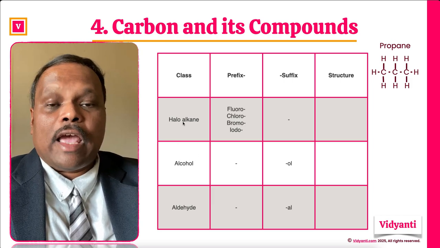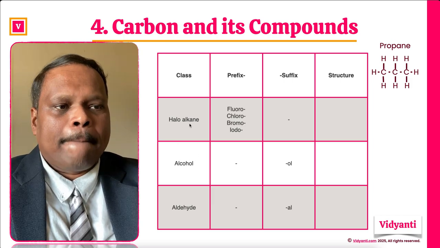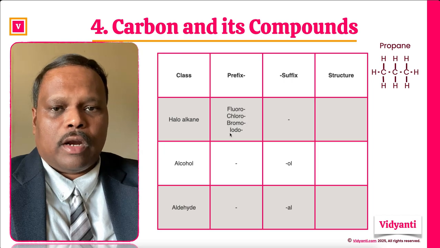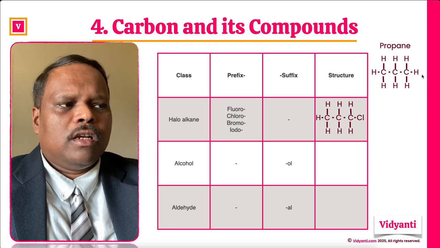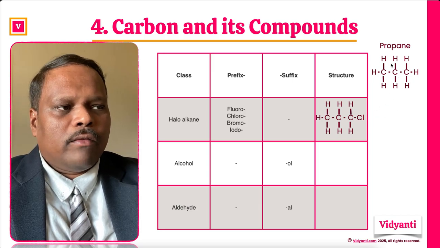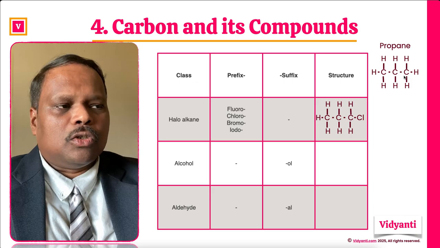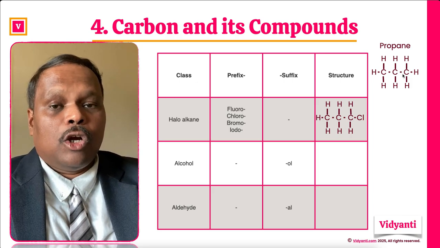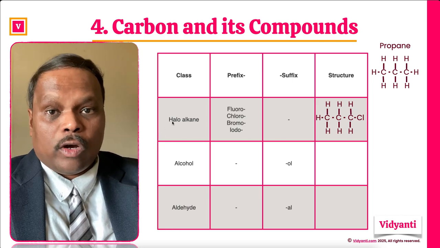So let's start with halogen or haloalkanes. It can be either fluorine, chlorine, bromine, or iodine. So let's assume that it's chlorine. Let's replace one of the hydrogen atoms with chlorine. Everything else is identical. So it is still propane, but one of the hydrogen atoms is replaced by chlorine. So now it belongs to the haloalkane group.